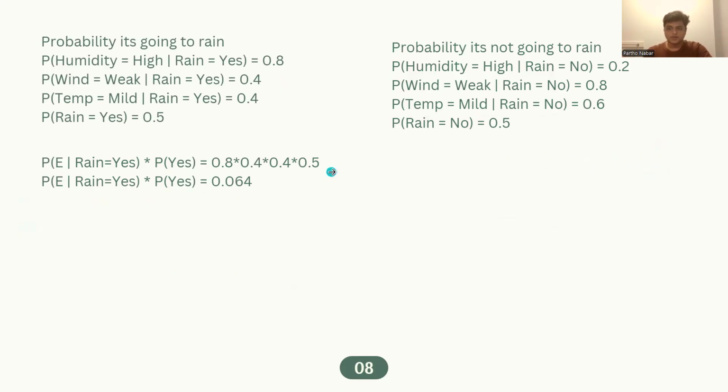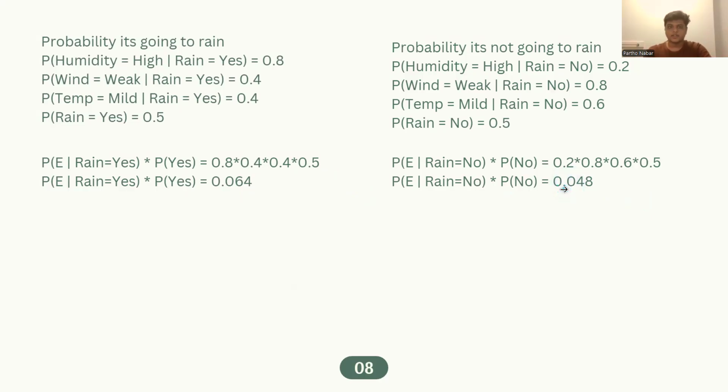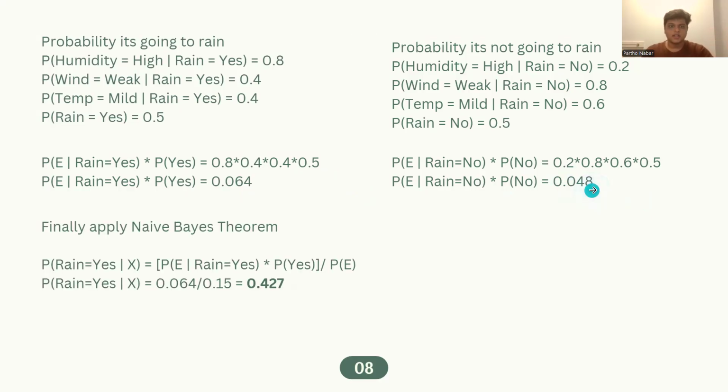Then we multiply all these things together. Do you remember the likelihood times the prior? It's the same thing here. We have multiplied the likelihood by the probability that it's going to rain. Similarly for it not going to rain, because we have to predict either rain or not rain, and check which one's better. Now we finally apply the naive Bayes theorem. We plug in all these values and we get that the probability is 42.7%. So a little less than 50.